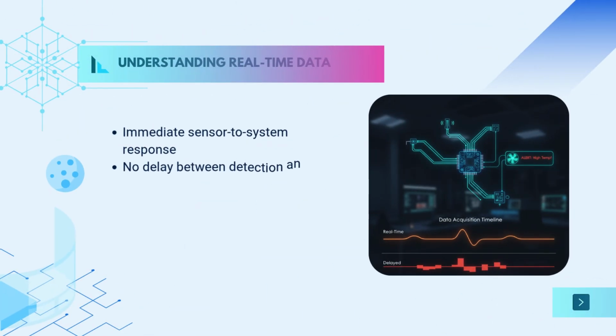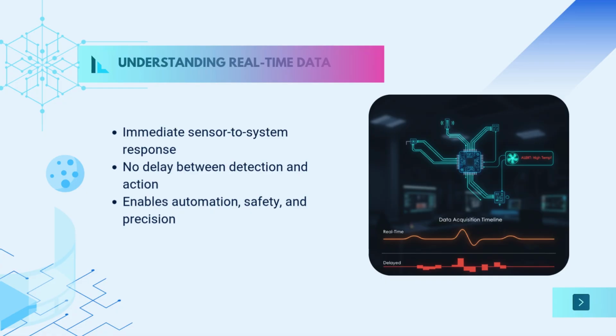When we say a system works in real time, it means there's no significant delay between sensing and responding. For example, when you press a touch sensor on a smartphone, the screen reacts instantly. That's real-time response. Similarly, in IoT, temperature, pressure, or motion sensors constantly send signals to a microcontroller, which instantly interprets them and decides what to do next.